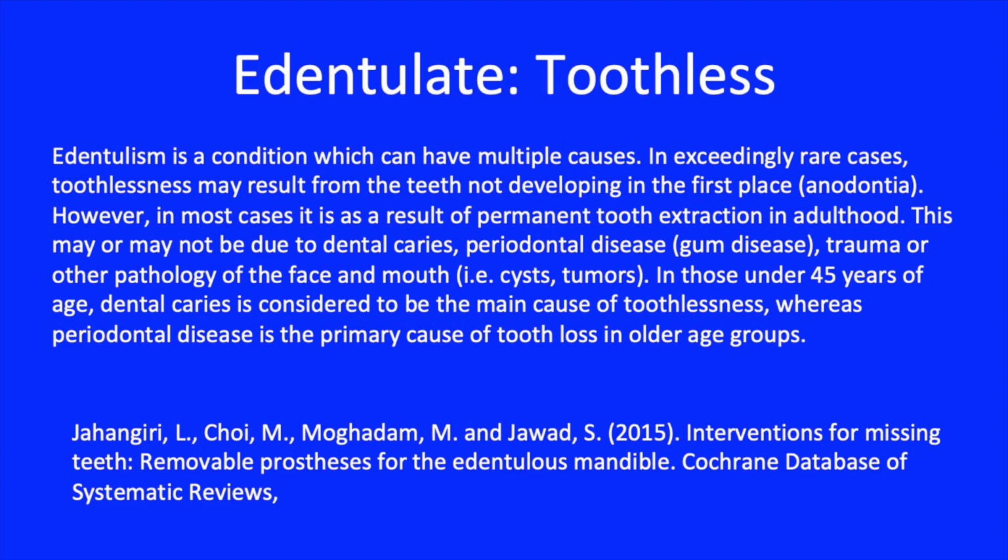In those under 45 years of age, dental caries is considered to be the main cause of toothlessness, whereas periodontal disease is a primary cause of tooth loss in older age groups.